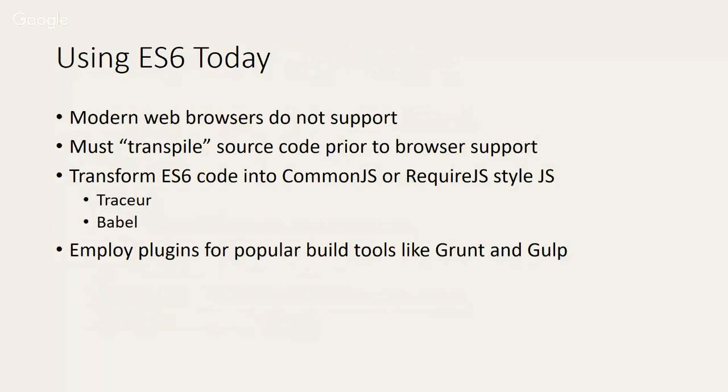So how do you do that? Well, you can transform that code into some module system like CommonJS or a RequireJS style using these transpilers like Traceur or Babel. You may have heard of those. And then there are also a lot of plugins in some of our build tools like Grunt and Gulp that will allow you to plug these transforming compilers or transpilers into your existing source code. Or we could just use TypeScript's TSC transpiler. So that is one of its own.